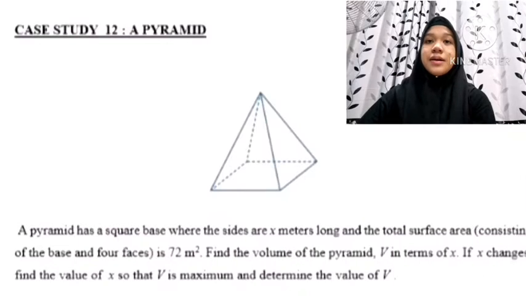Soalannya adalah, a pyramid has a square base where the sides are x meters long and the total surface area consisting of the base and four faces is 72 meter padu. Find the volume of the pyramid V in terms of x. If x changes, find the value of x so that V is maximum and determine the value of V.